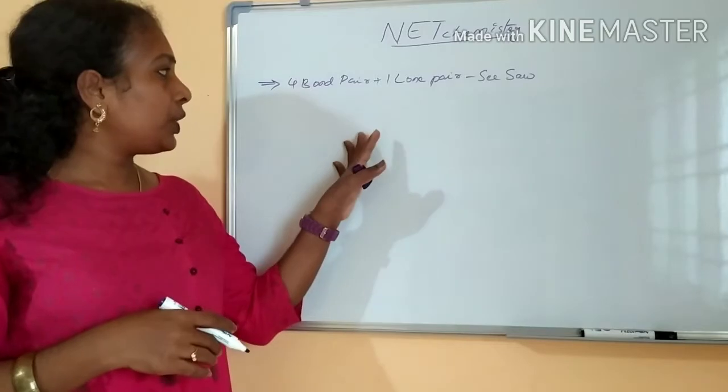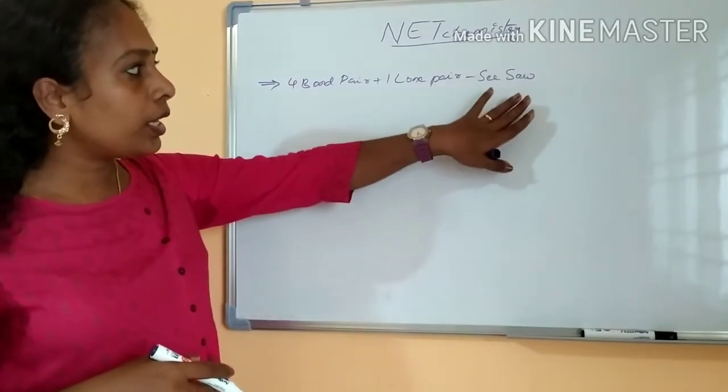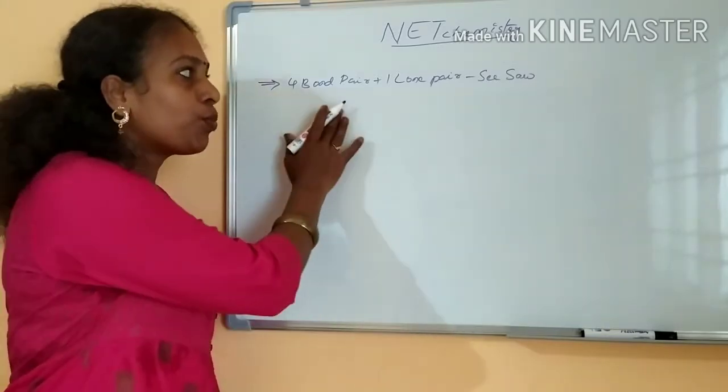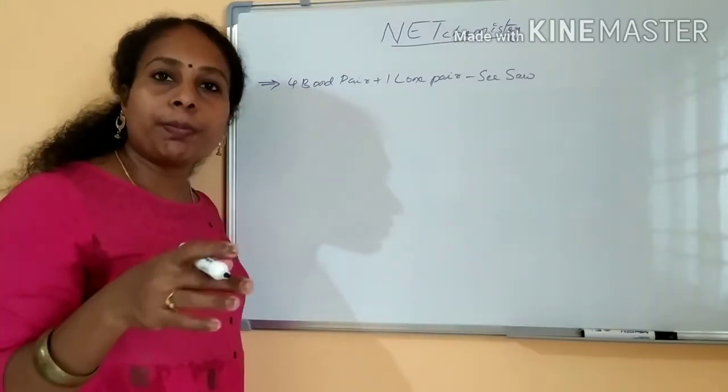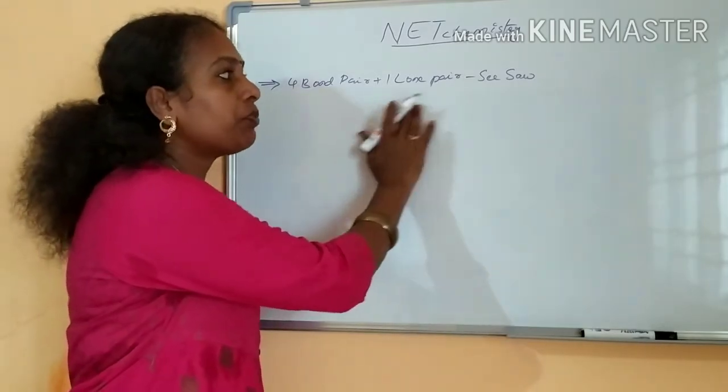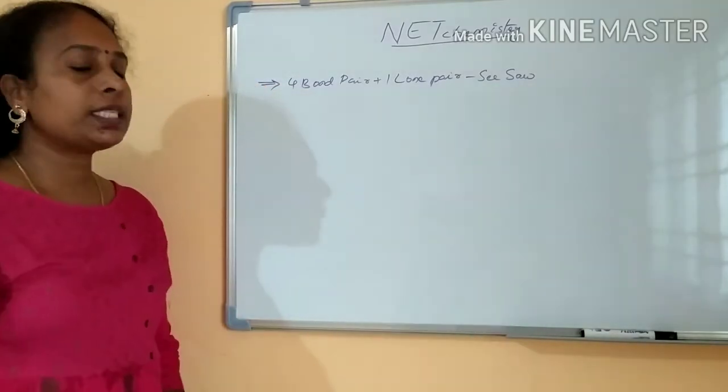So the next condition is 4 bond pair plus 1 lone pair. I have written the shape of the molecule is seesaw shape. 4 bond pair alone present, the molecule will be Td. And here 4 bond pair plus 1 lone pair I have written, the molecule will be seesaw shape.